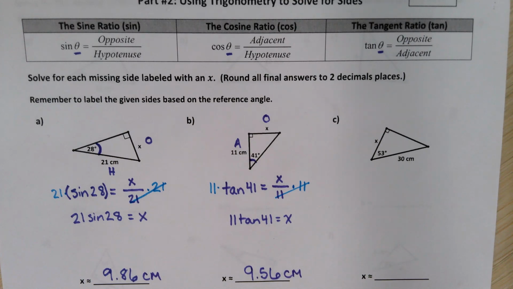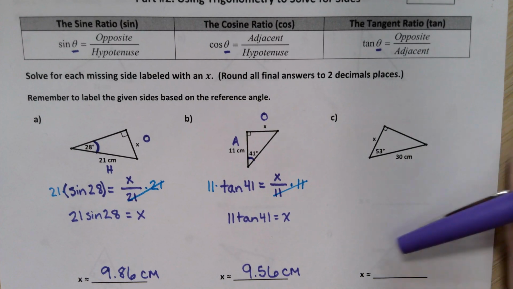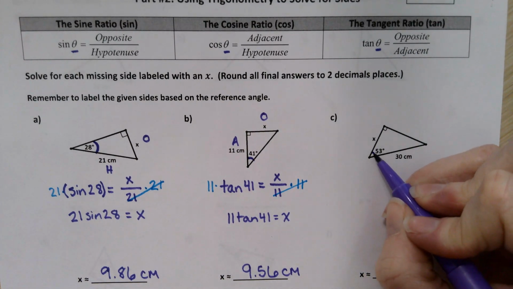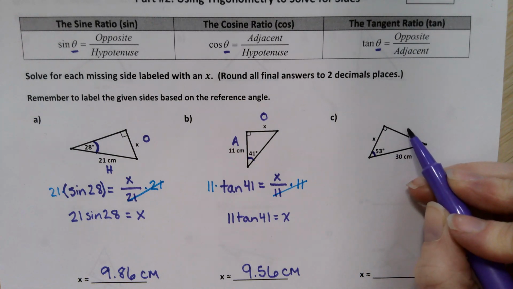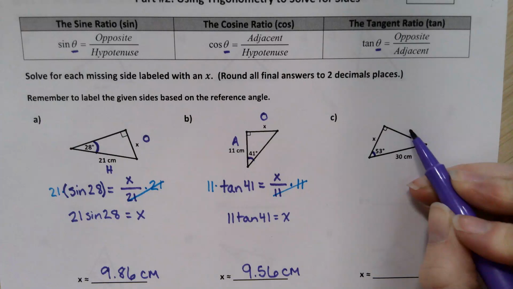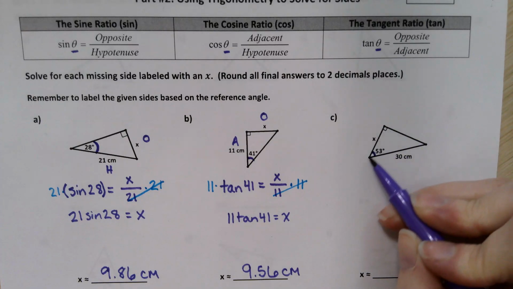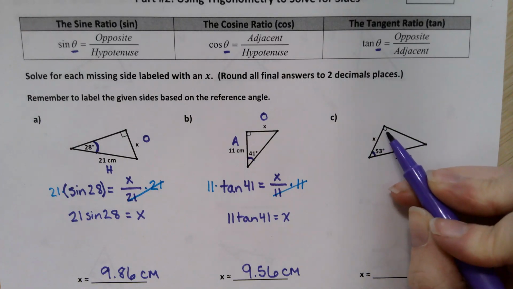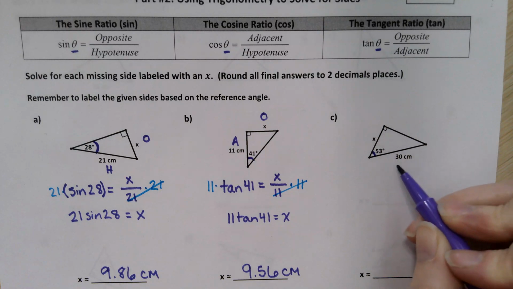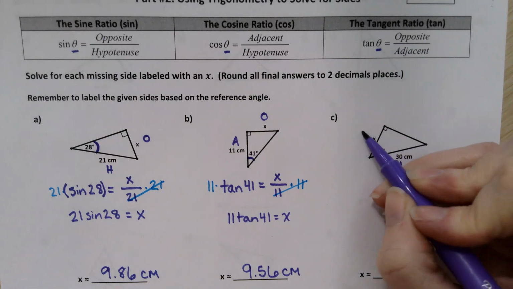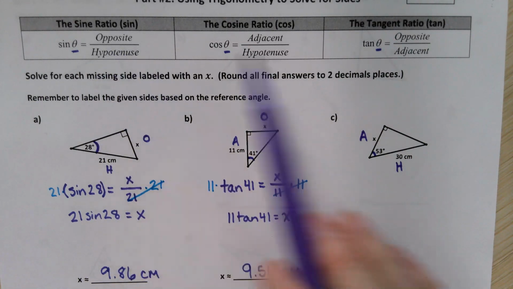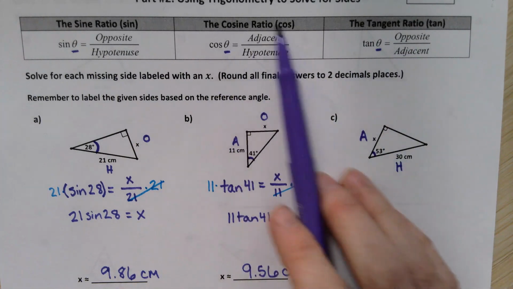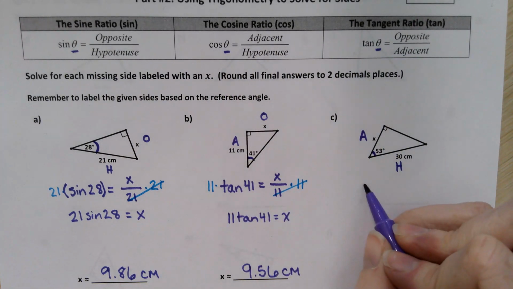All right, on to example C here. 53 degrees this time for our reference angle. We do not know the side that's over on the other side of the shape, so opposite is missing. These are both next to 53, but 30 is across from the 90 degrees, so that's our hypotenuse, which means x is our adjacent. If we are missing the opposite side, we can't use sine and we can't use tangent, so this will be a cosine equation.